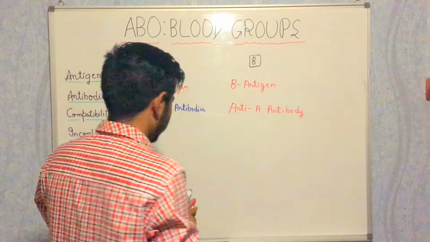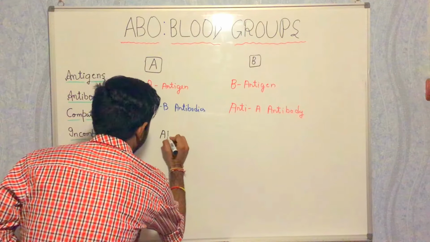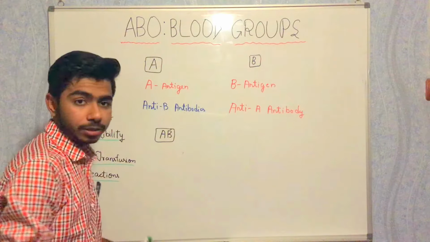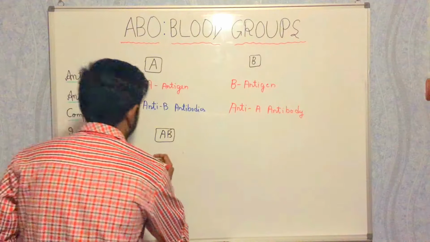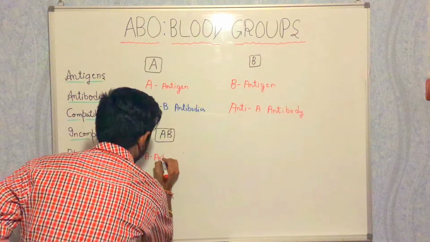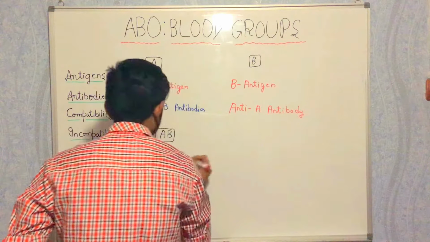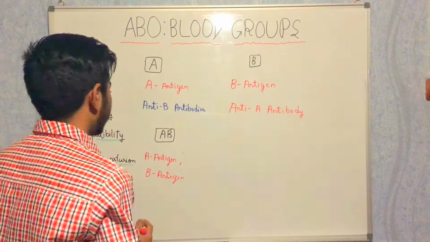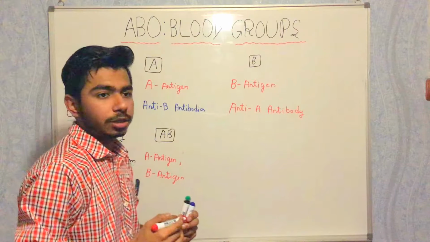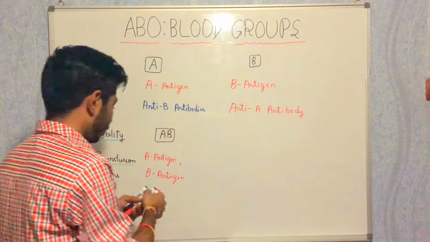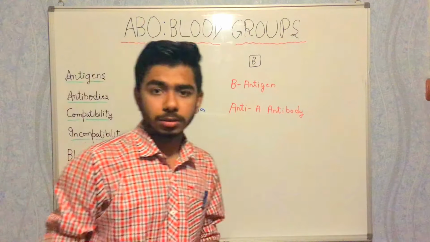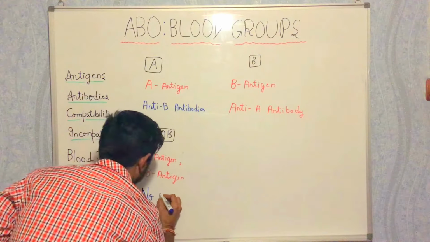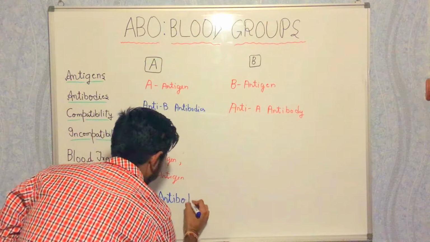Now if we talk about blood group AB, this blood group has both the antigens, that's why it is named blood group AB. It has A antigen as well as B antigen at the same time. As blood group AB has both the antigens A and B, it will not have any antibody.